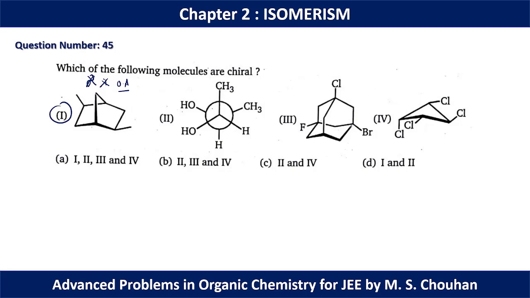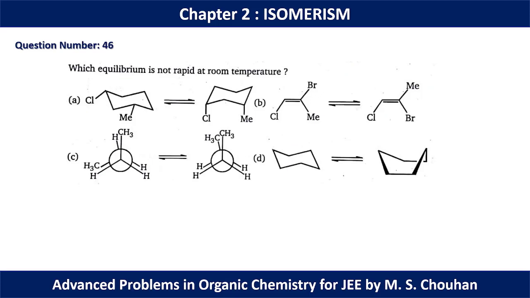In the second molecule, again we don't have any sigma or i. Okay, this is optically active as well as a chiral molecule. In the third molecule we don't have any sigma or i, so it is an optically active, chiral molecule. In molecule 4 also, we don't have any sigma or any i, so this is also a chiral molecule. So 1, 2, 3, 4, all of them are chiral. So option A should be the correct option for question number 45.